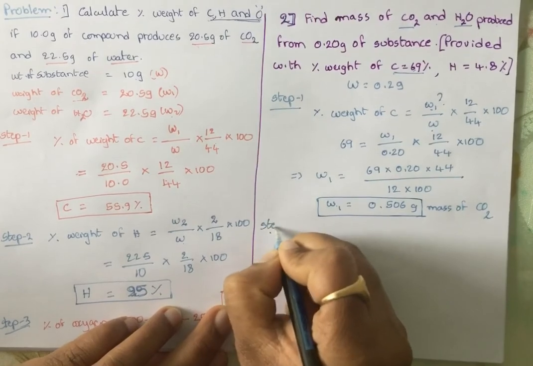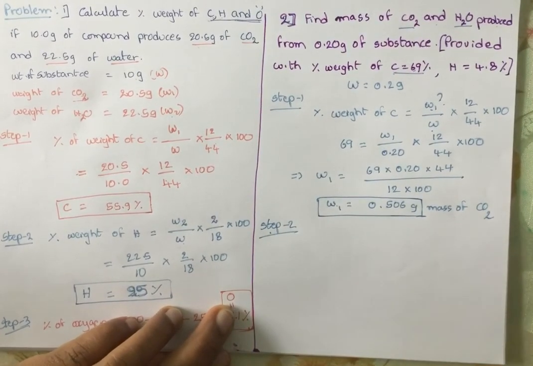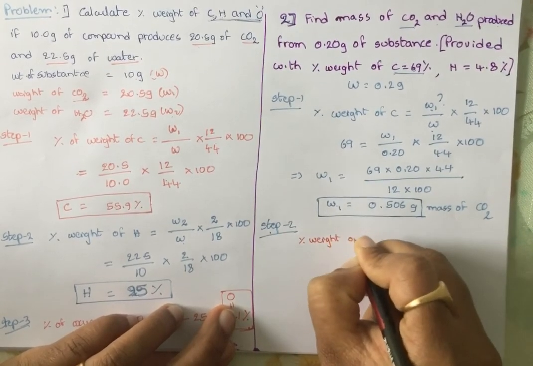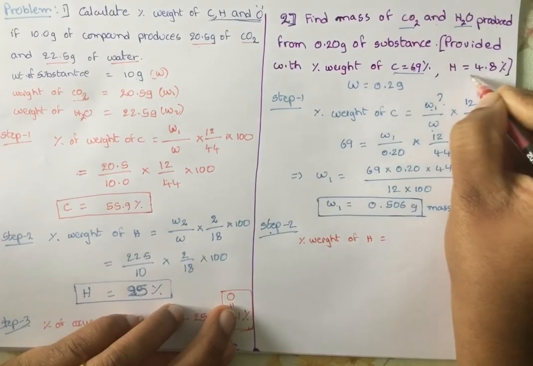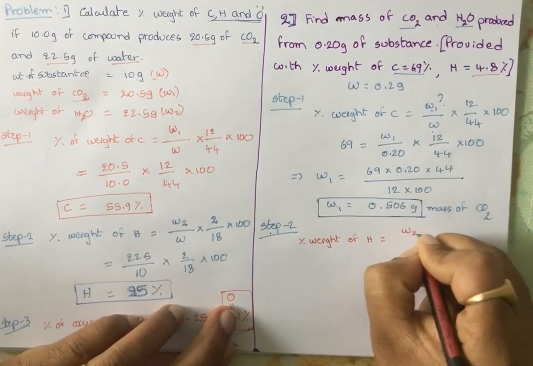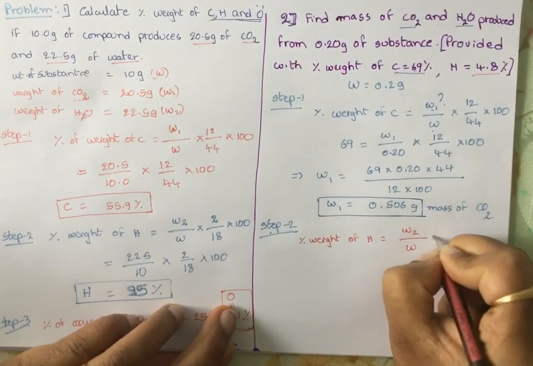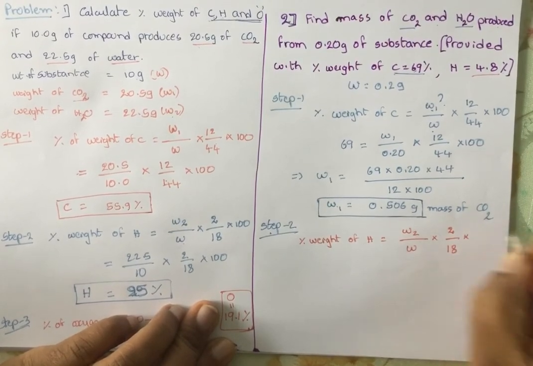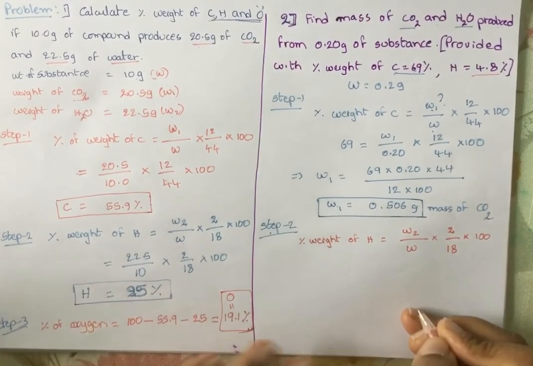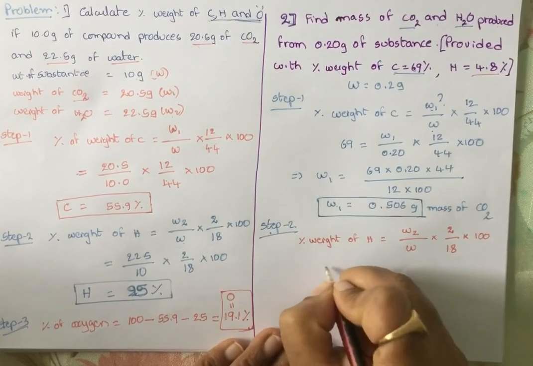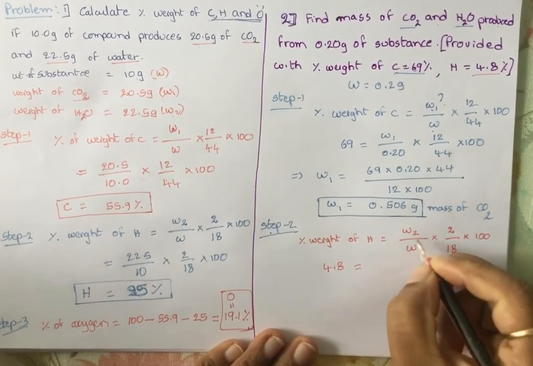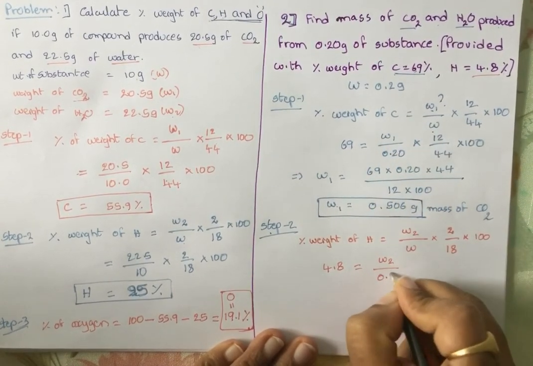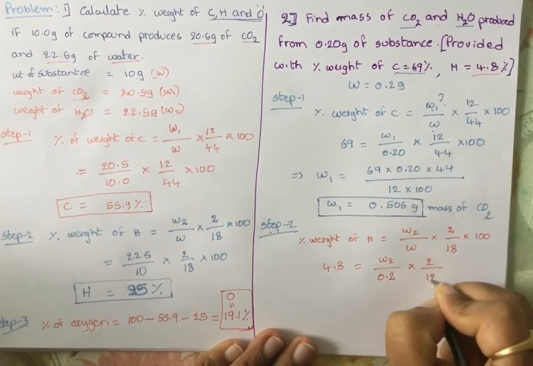Let's see in step 2. That we will do in step 2. So percentage weight of hydrogen is equal to, because we know percentage weight of hydrogen, W2 is the mass of water, W is the weight of the substance, into 2 divided by 18. 18 is the molecular weight of water and 100 is the percentage value. So percentage of this is how much? 4.8. That is equal to W2 you need to find out. So W2, and W is how much? 0.2 grams. It should be multiplied with 2 by 18 into 100.